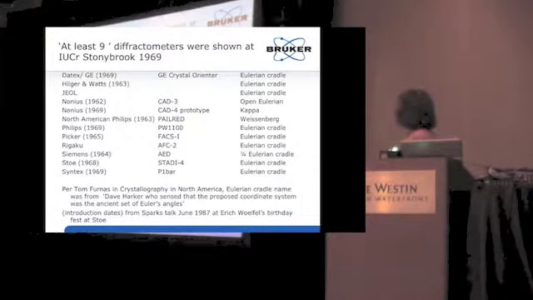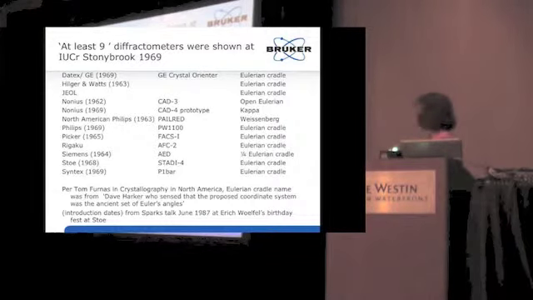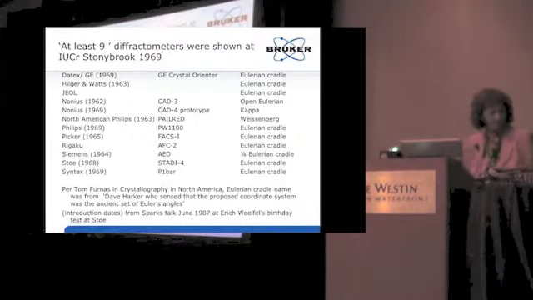The Eulerian cradle, by the way, the name came from Dave Parker, who sensed that the proposed coordinate system for the Picker was the ancient set of Euler's angles. So that was an interesting tidbit.